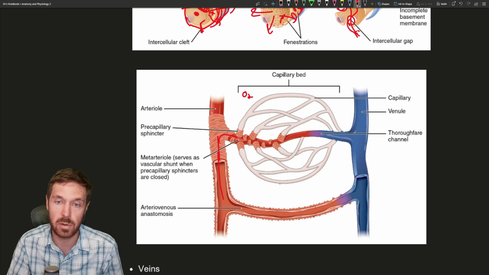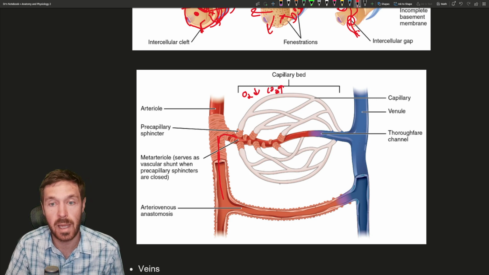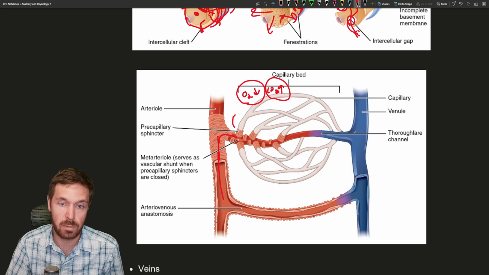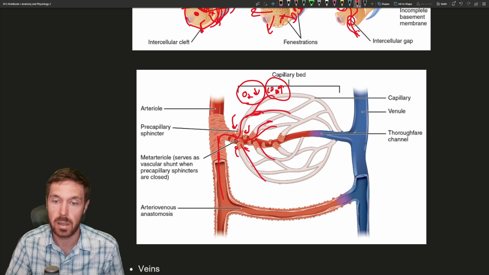So if O2 levels are dropping and CO2 levels are increasing in this tissue, you know this tissue is going through metabolism. It's utilizing the oxygen delivered and producing more CO2 as a byproduct. And that effect actually relaxes these sphincters as this metabolic reflex and allows increased flow rate to come through these capillaries and more blood coming through, and that increases diffusion of the gases.